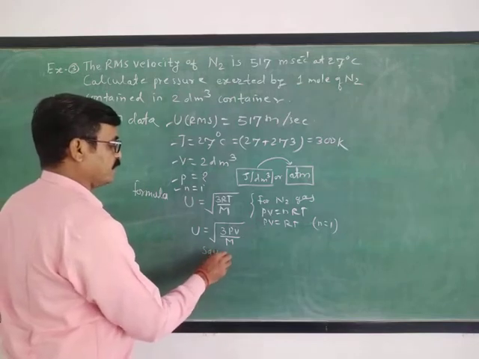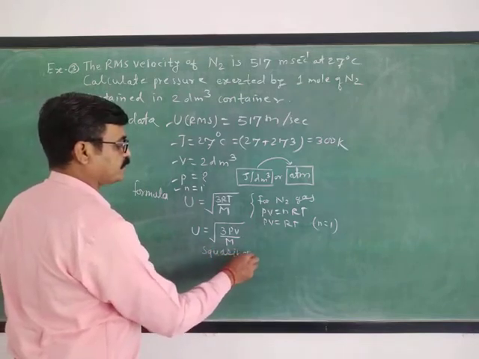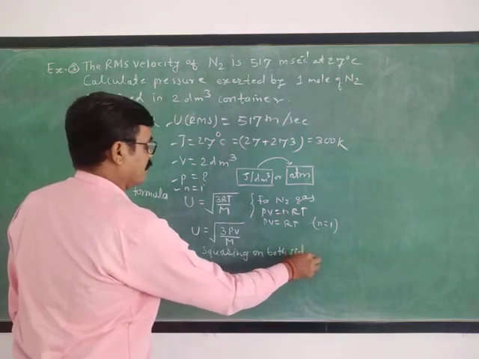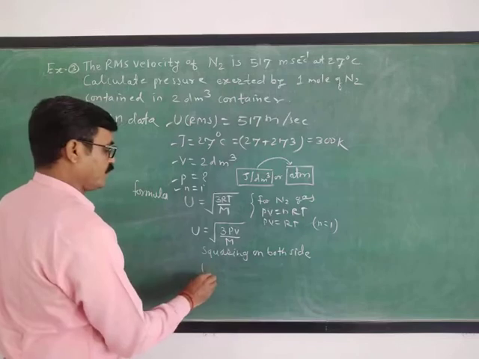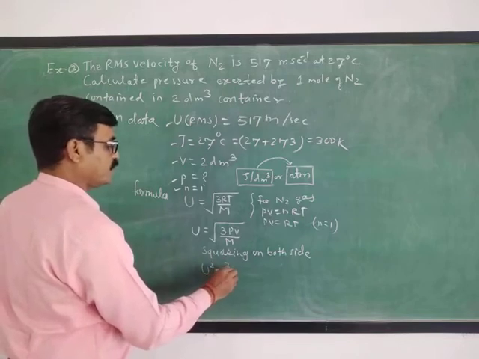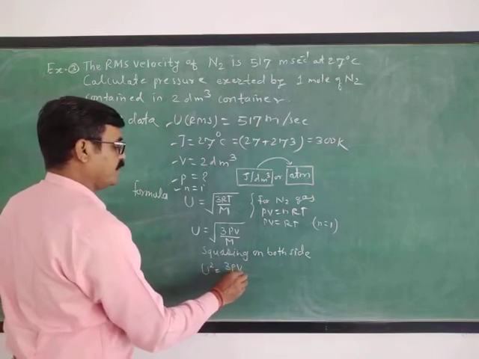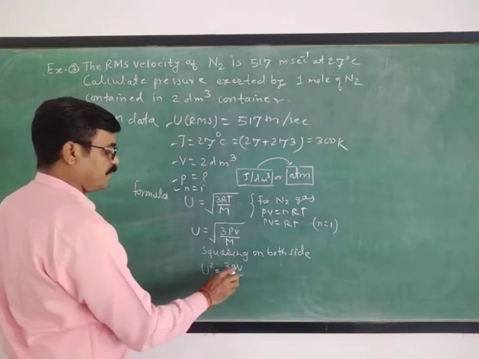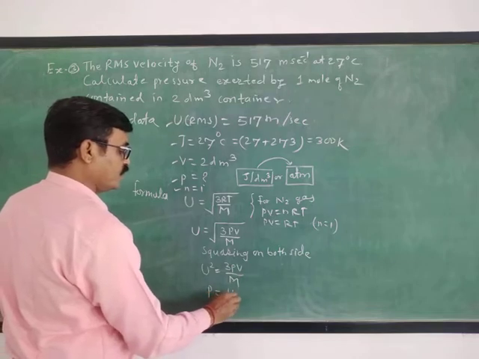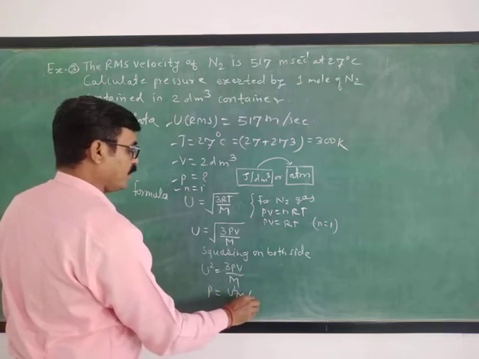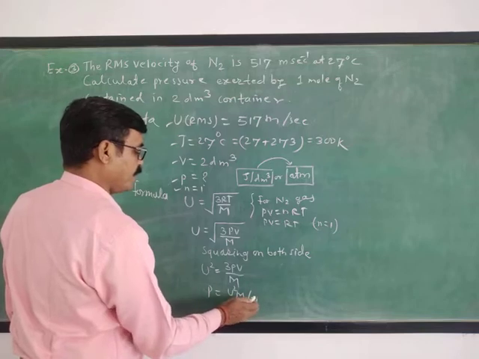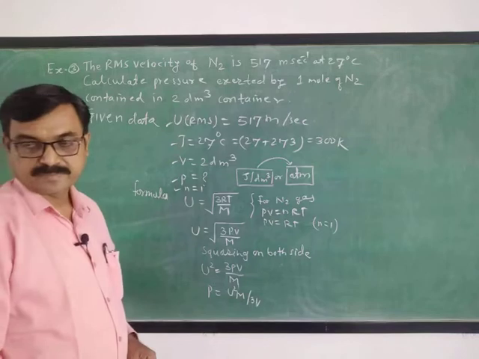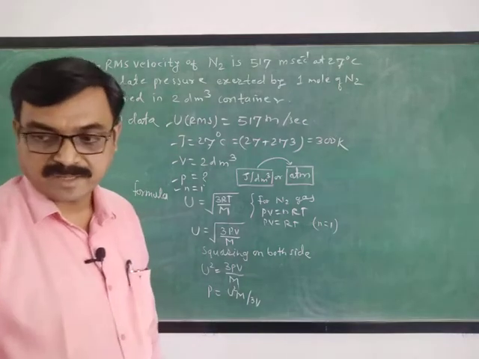Squaring on both sides, u square equals 3PV upon M. Then from this, what is the value of P? P equals u square M upon 3V. Now solve further.